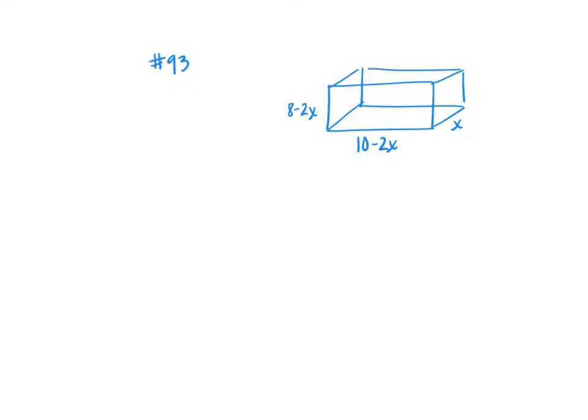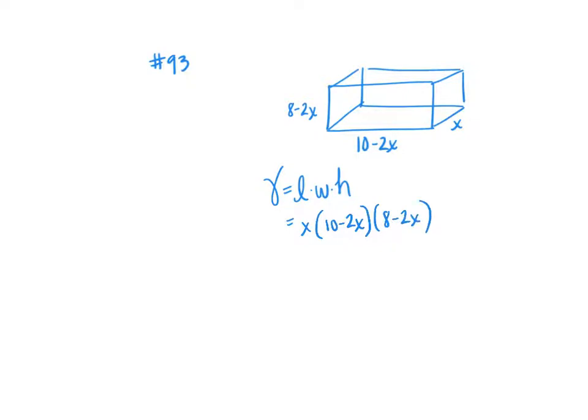In 93, we are looking for the volume of this rectangular prism. So they actually give you length times width times height. It really doesn't matter which of these three dimensions is which. So I'm just going to say x times the quantity 10 minus 2x times the quantity 8 minus 2x.